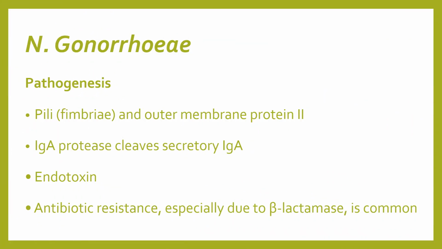Okay. So, what is the pathogenesis for Neisseria gonorrhoeae? The pili, or fimbriae, if you can remember the picture earlier, it has a lot of pili and outer membrane proteins. It contains IgA protease, which cleaves secretory IgA. So, the pili and the outer membrane protein 2, or OMP2, will promote adherence to and invasion of mucosal cells. The IgA proteases will cleave secretory IgA, reducing host defense to gonococcal infection.